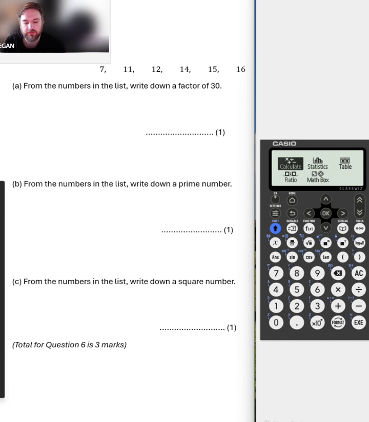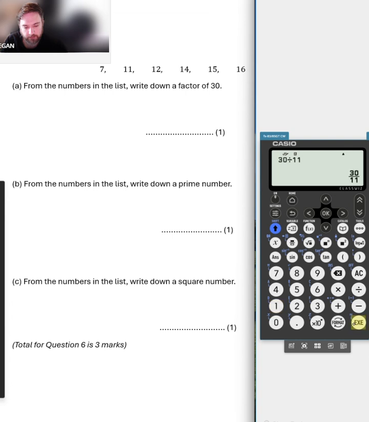Now the first one is the one that's probably least helpful on the calculator, but it says from the numbers in the list write down a factor of 30. Now all we're going to do is use the real basic function of the calculator for this one and just check each of these numbers and whether they go into 30 by dividing 30 by them. So 30 divided by 11, okay, we get a fraction. That means that 11 doesn't go into 30 a whole number of times, so 11 is not. I haven't bothered checking 7. I'm going to skip over 12 and 14 because I know they don't. You would obviously, if you didn't, check them exactly the same way.